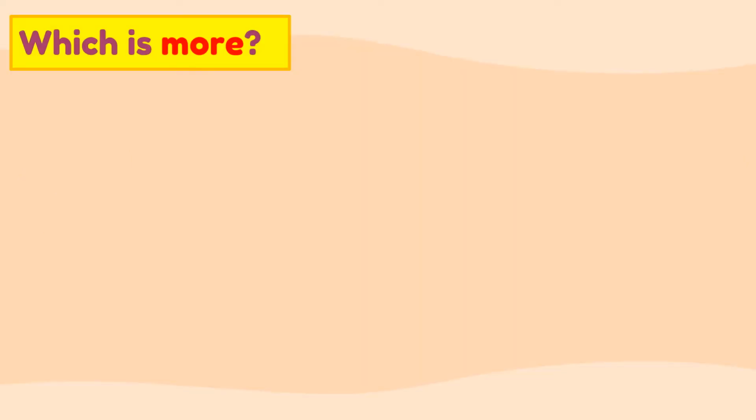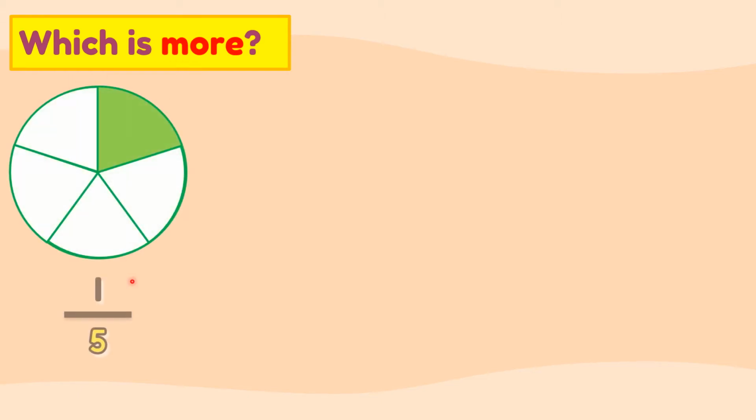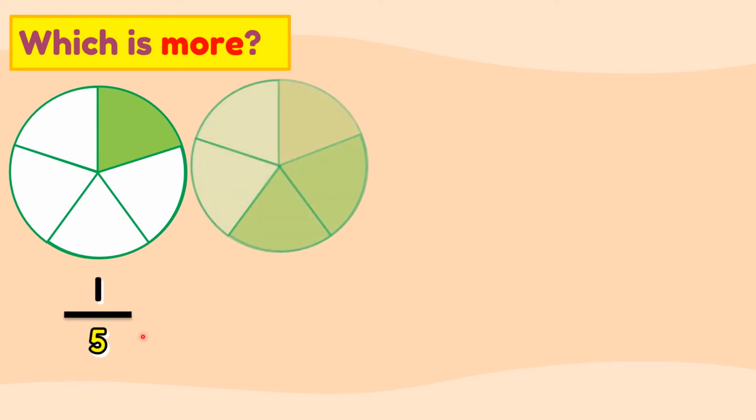Let's look at this example. Which is more? Look at the first fraction, 1 over 5. The second fraction is 3 over 5. Now, let's look at the numerators and the denominators. These two fractions have different numerators but same denominators. How to compare the fractions?